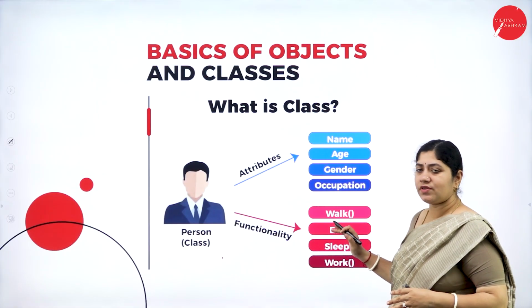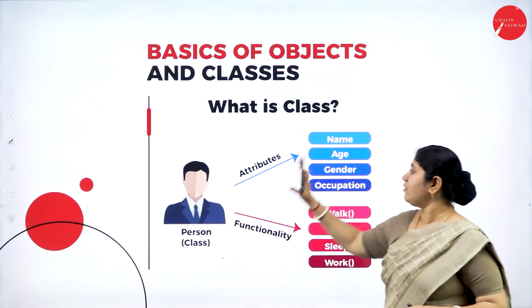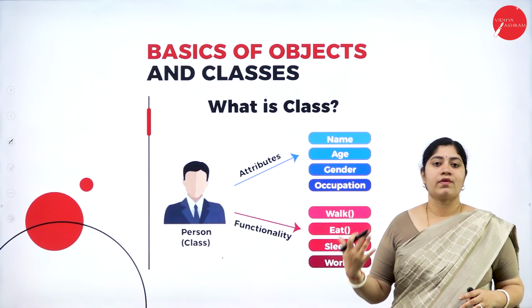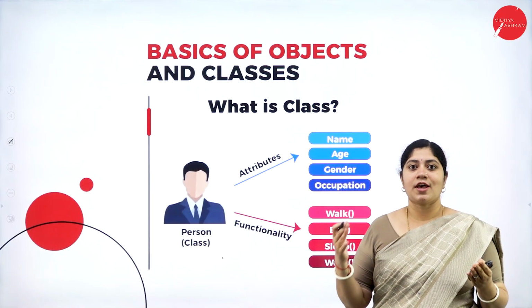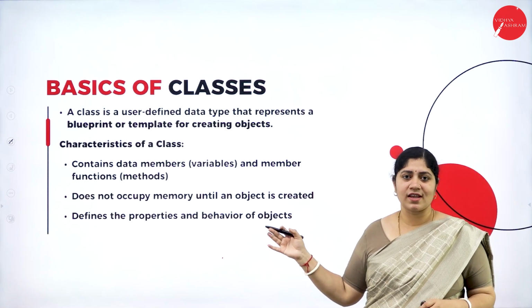So that's the main difference between the class, and this class will give a blueprint, and depending on this blueprint we will be creating the object, and that's nothing but a class and the object. So let's move forward and understand the definition of a class now.